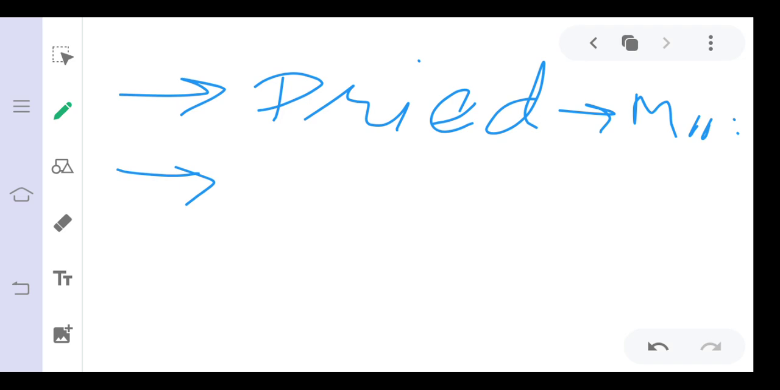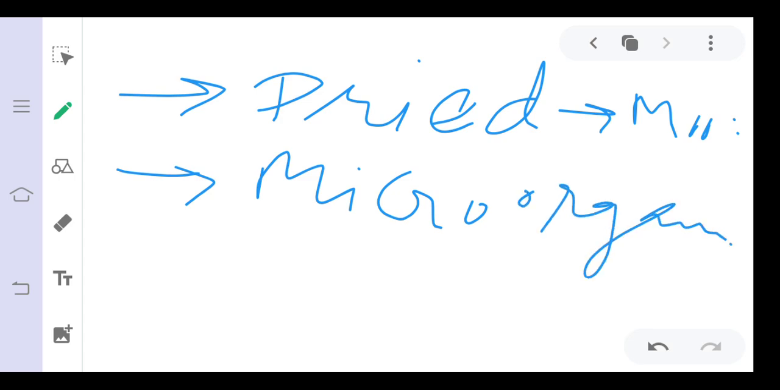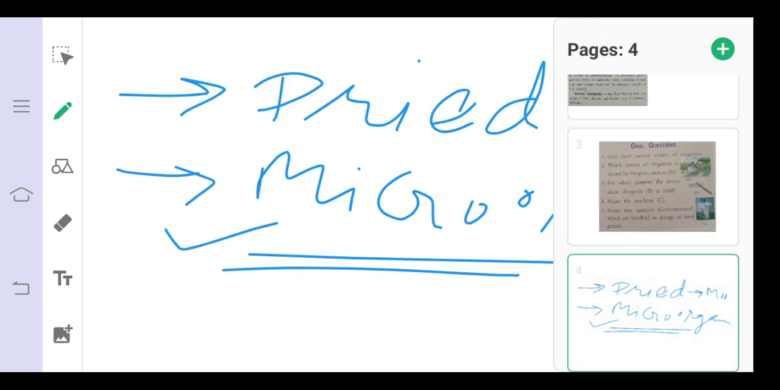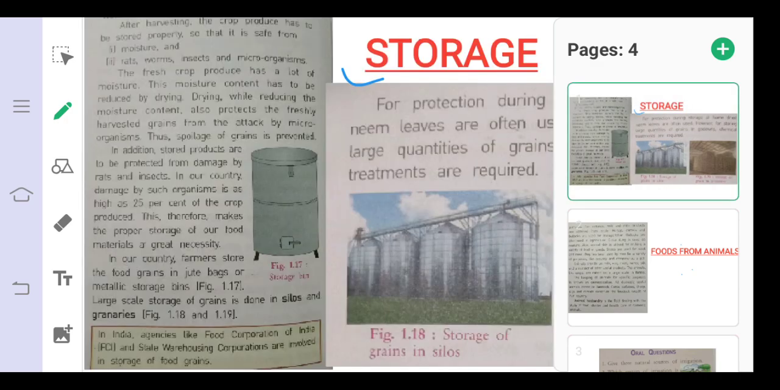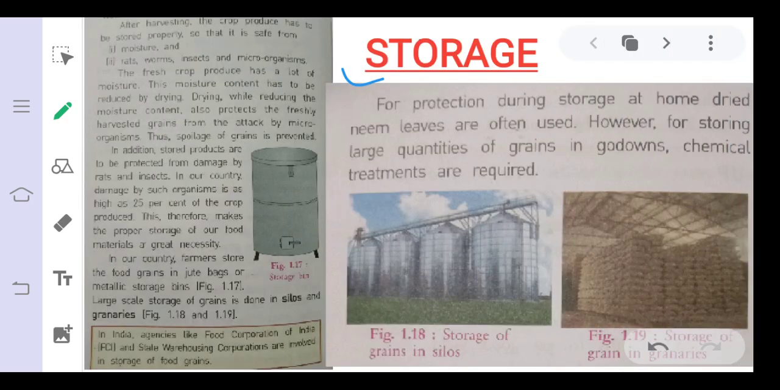One more thing, why is it dried? What is the benefit of this drying? When it is moist, it can be attacked by microorganisms. So to protect it from the moisture and from the attack of microorganisms, the food or the crops should be dried first.